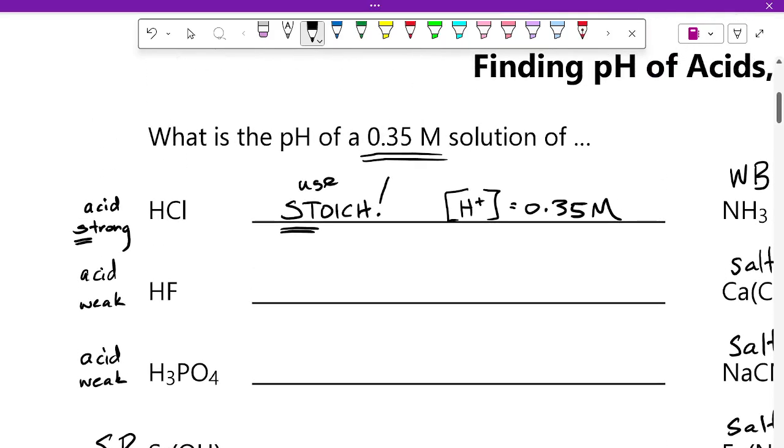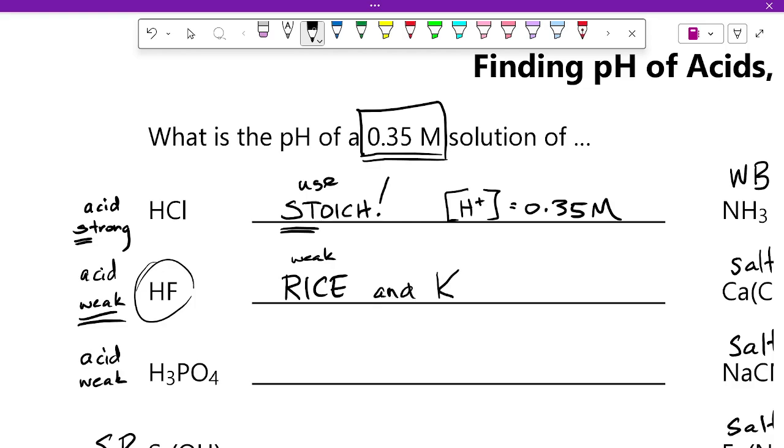We could find the pH, but you know what? I know you know how to find pH, so I don't care. We're just asking what direction you would go to get there. What would we use to find the pH of a 0.35 molar solution of HF? It is weak, and every time it is weak, you should use RICE. Weak, RICE. And we are going to now use a K what? Ka, because it is an acid.